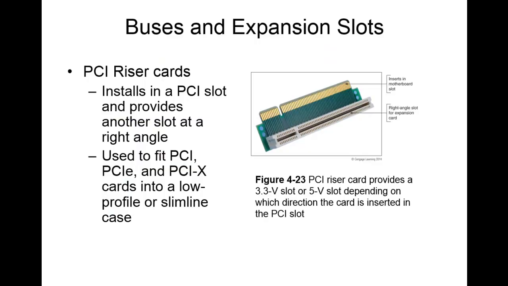So let's say we are installing a micro ATX motherboard into a low profile case, and we just don't have enough room to install a PCI card standing up in an expansion slot. So we use one of these PCI riser cards to help solve this problem. This just installs in a slot and provides another slot at a right angle, or 90-degree angle. When we install that, the card is then going to sit parallel to the motherboard, hence taking up less space to allow us to use those smaller form factor motherboards.